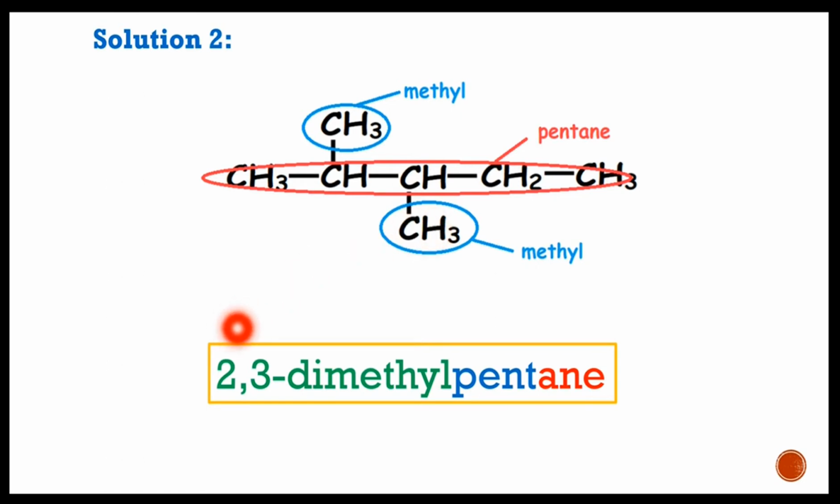So we have 2, then we bring comma 3, then we bring a hyphen. Then because they are 2, dimethyl. Then you follow it up with the parent name, which is pentane. So easy, that is what we do. 2,3-dimethyl pentane is the name for this compound.